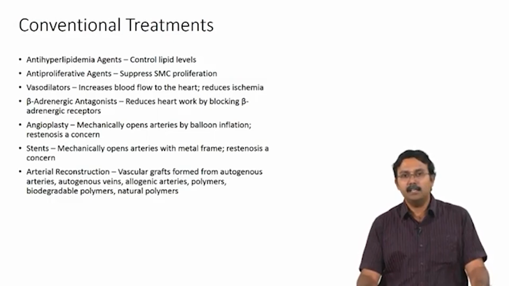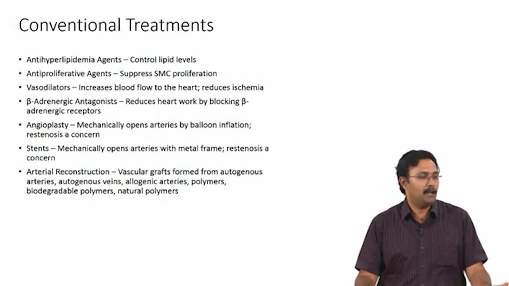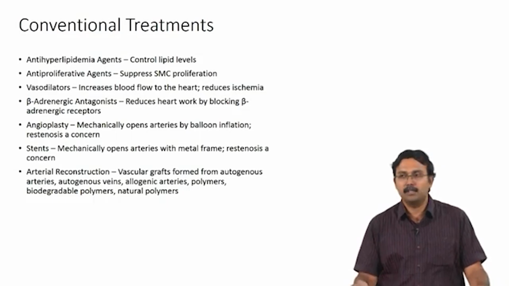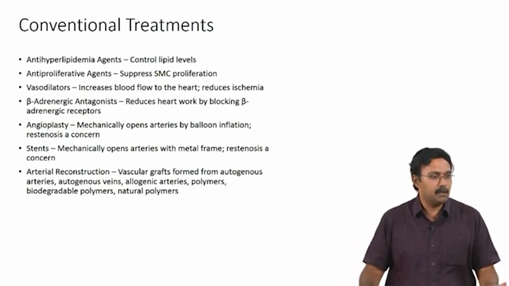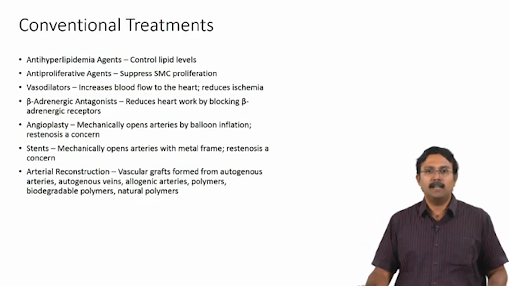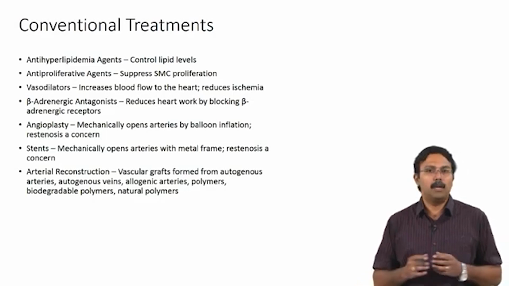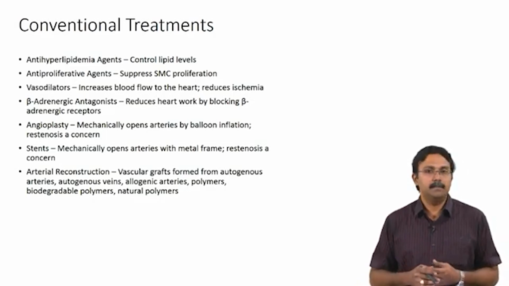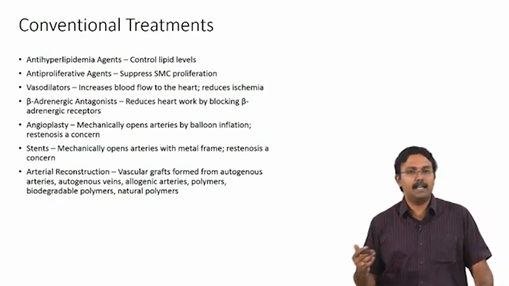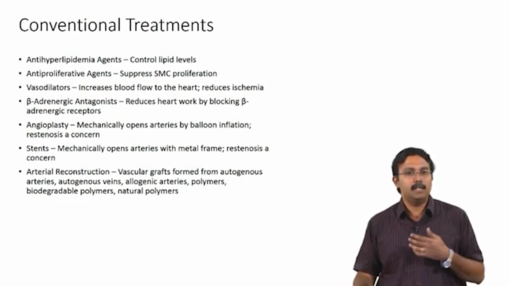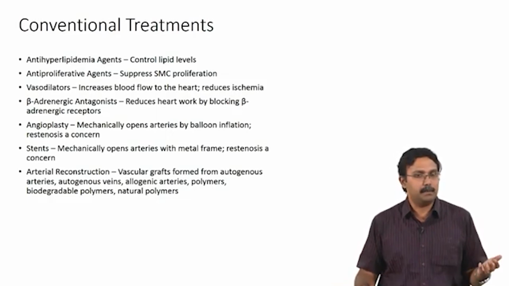So, conventionally the treatments are using anti-hyperlipidemia agents which control the lipid levels. You just take tablets or anti-proliferative agents which will prevent smooth muscle cell proliferation. You can take vasodilators which will improve blood flow to the heart and reduce ischemia. You can also take beta adrenergic antagonists which will reduce the heart's work by blocking these receptors.